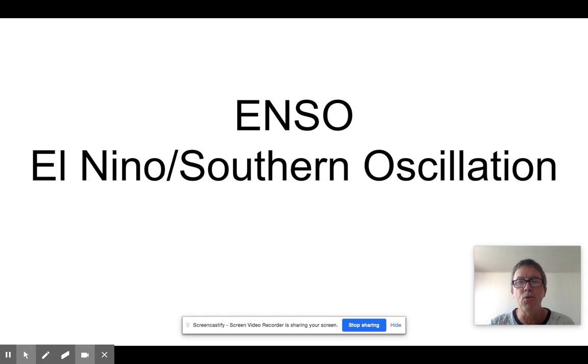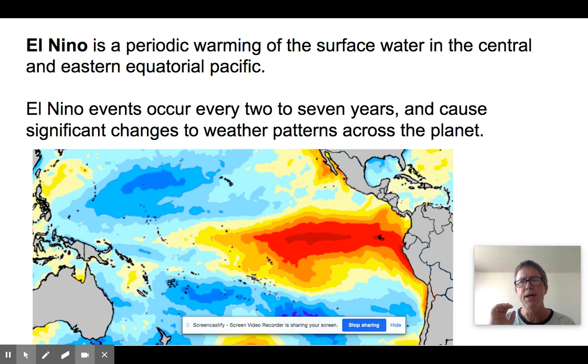And it's just an important atmospheric phenomenon that is global in scale, and it affects ecosystems all over the planet. So let's get on. So El Nino refers to a phenomenon that occurs every, say, 2 to 7 years, in which warm water migrates across the Pacific, from the Western Pacific to the Eastern Pacific.